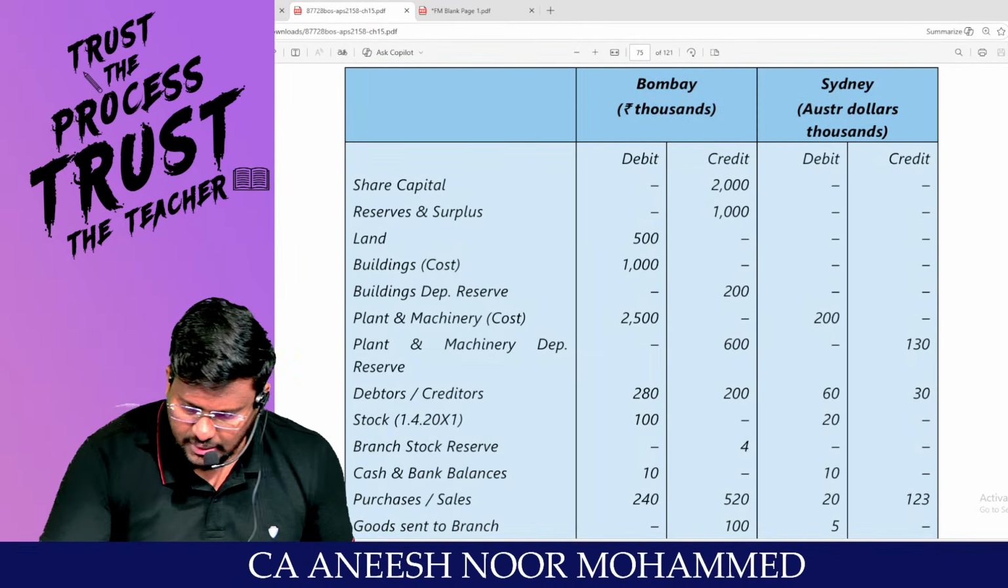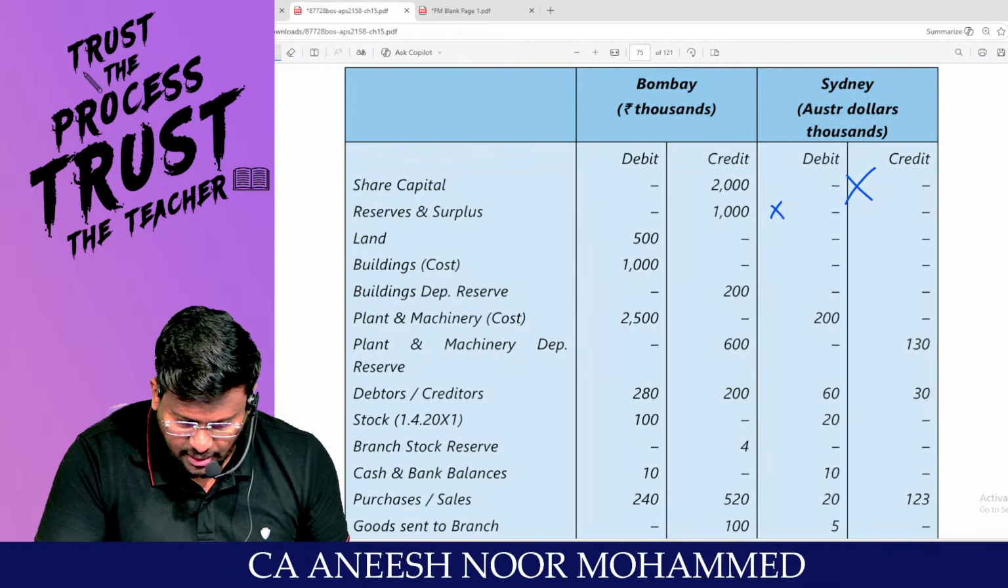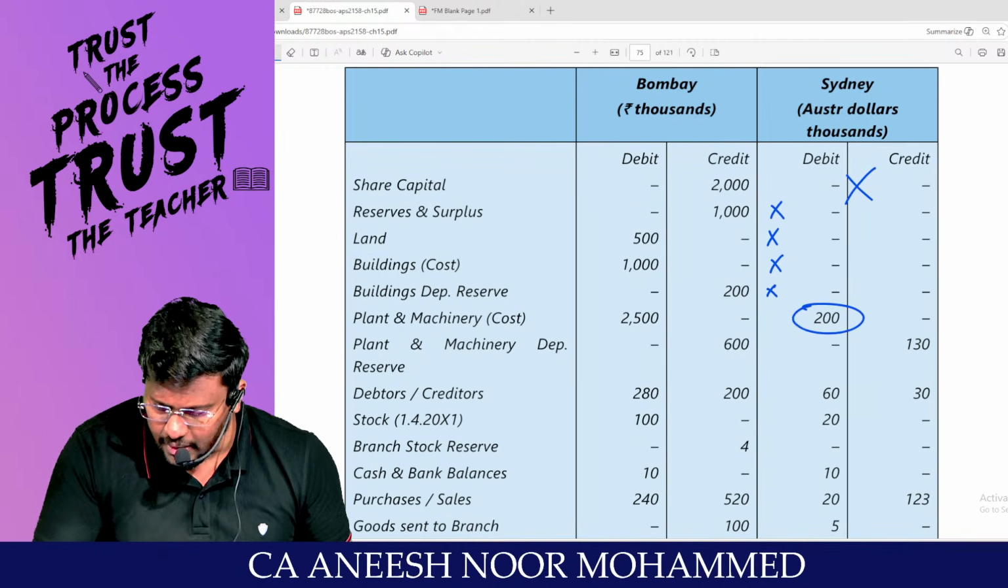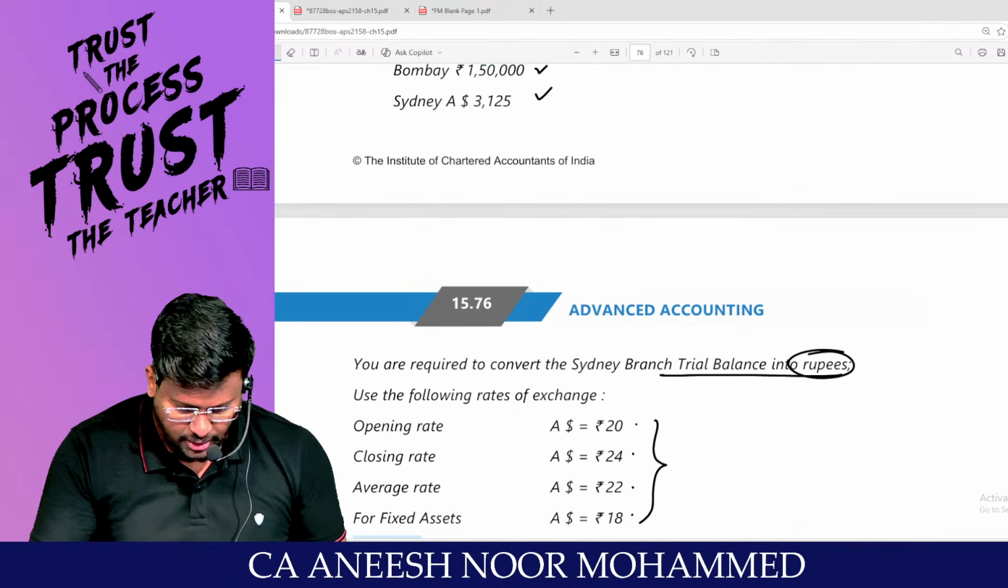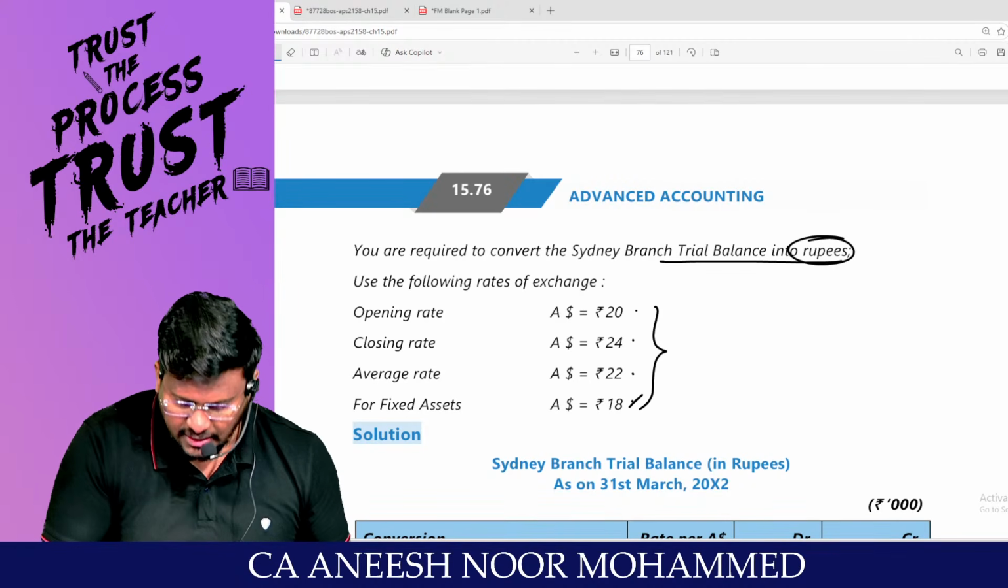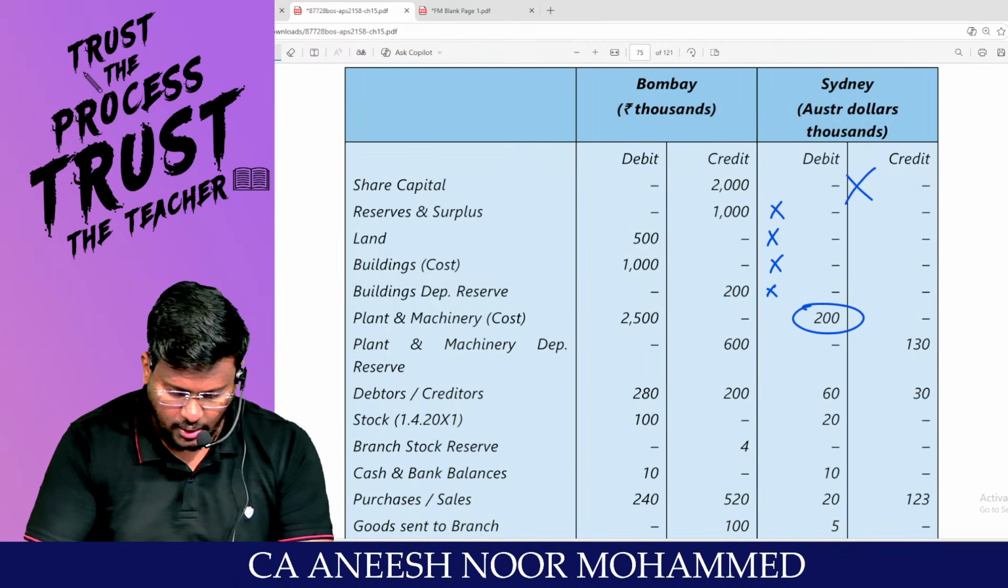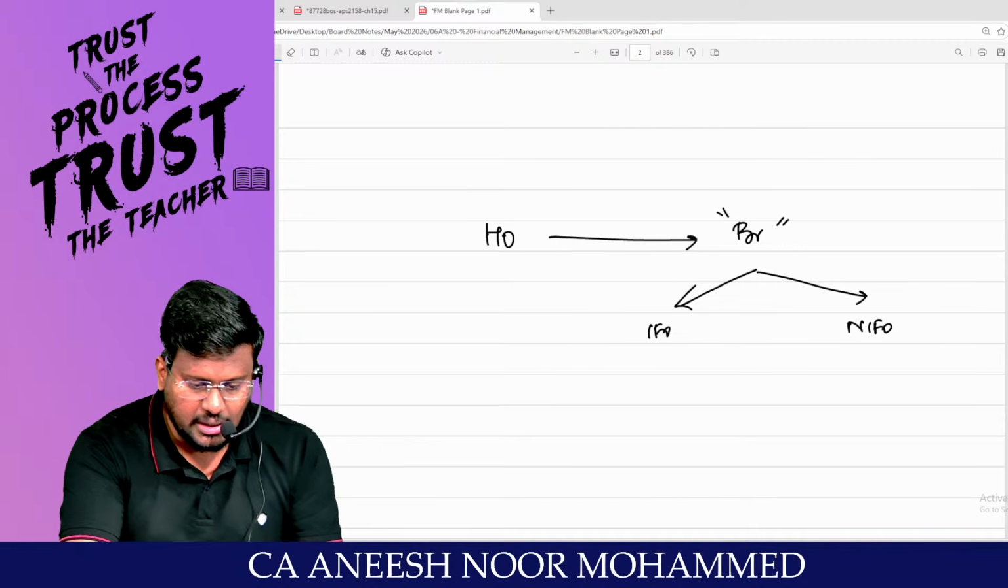Share capital, nothing there. Reserves and surplus, nothing there. Land, nothing there. Building, nothing there. Building depreciation reserve, not there. Plant and machinery: the asset rate should be taken. What is the asset rate given in the question? For fixed assets, take 18. The foreign currency is 200, so 200 into 18 comes to 3,600.